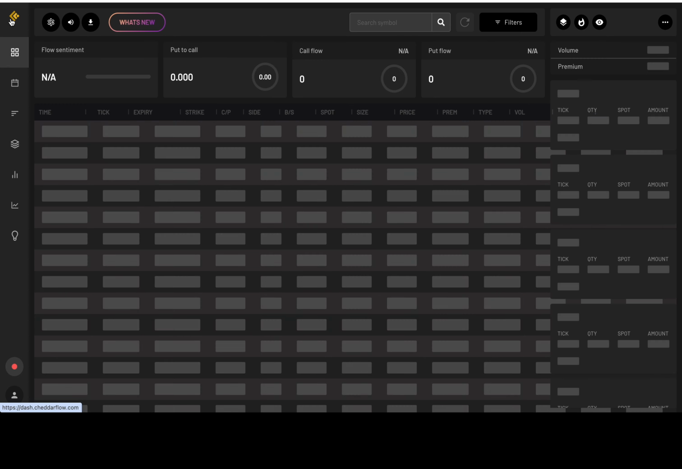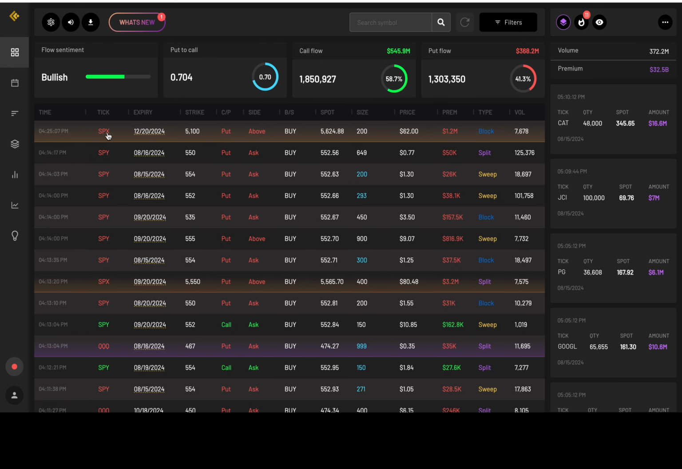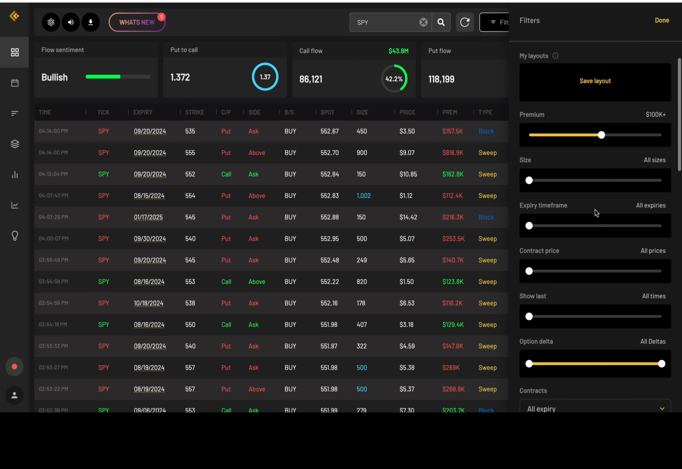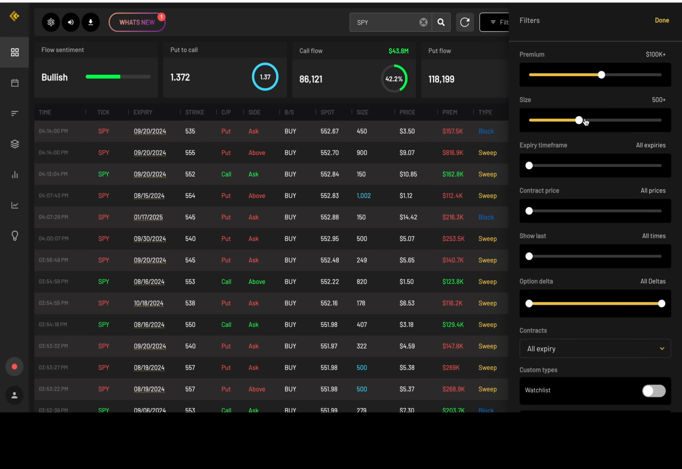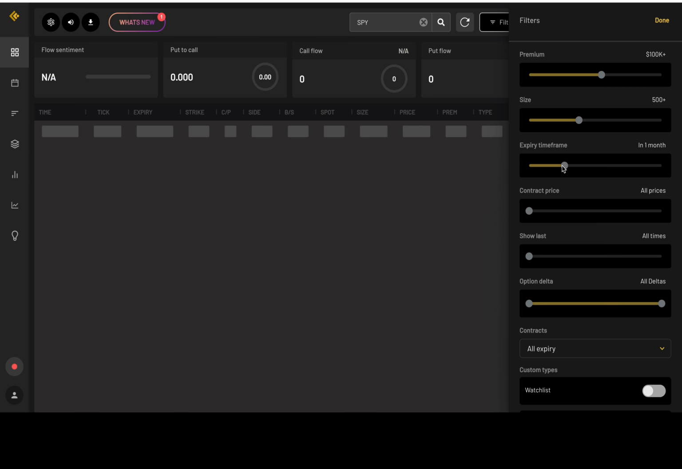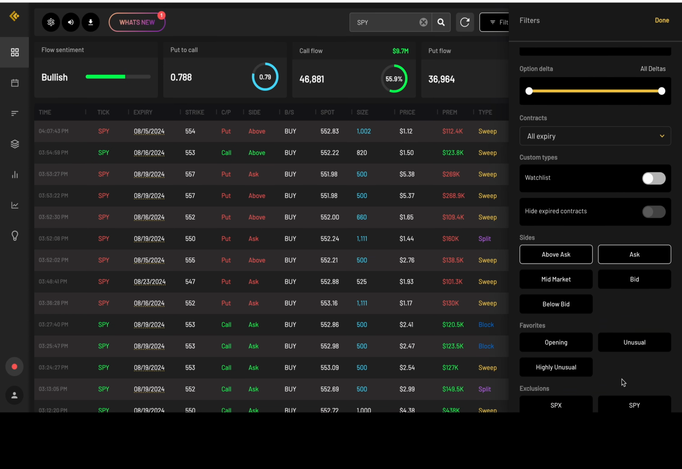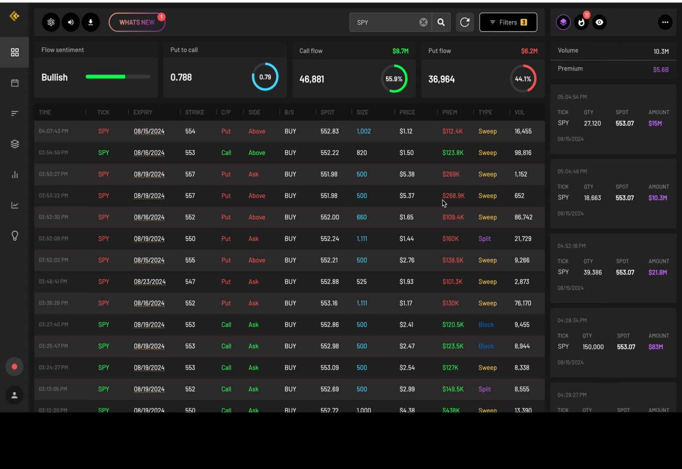All right. Let's take a look at the flows for SPY. Filter for 100K premiums or above. Let's take a look at the short term. No, the size. Actually, let me look at the 500 plus size, expiration time for the next month. Yep, above the ask. Let's go. I like this. And it's bullish.